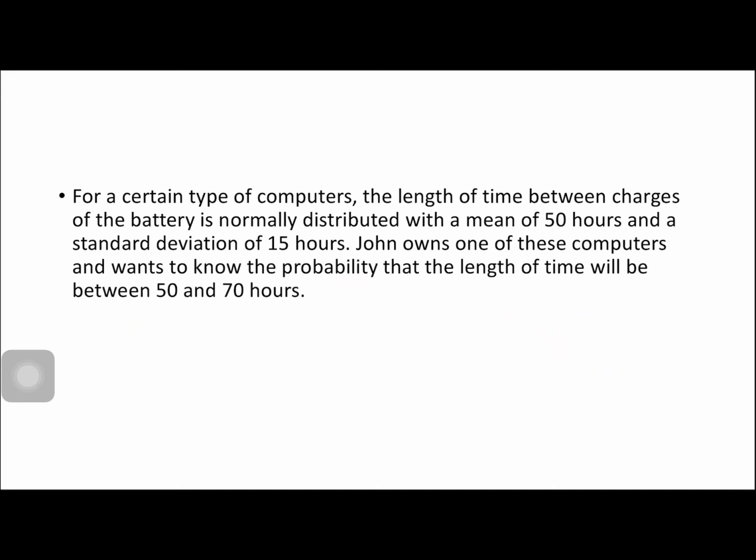For a certain type of computers, the length of time between charges of the battery is normally distributed with a mean of 50 hours and standard deviation of 15. John owns one of these computers and wants to know the probability that the length of time will be between 50 and 70 hours. Okay? So you have there mu of 50, sigma of 15. Okay? So we need to find the probability between 50 and 70 hours.